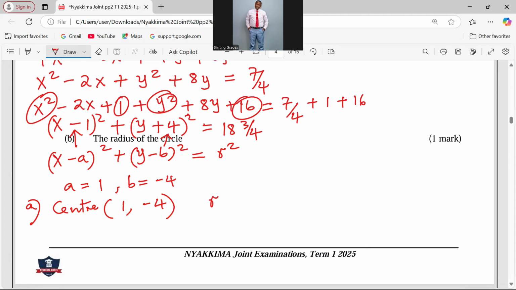Then the radius squared equals 18. The radius squared is now the part here, 18 and 3/4, whereby we can now take R to be, when we obtain the square root of this value, which is going to be 4.33 units. So now we are having the center and we're having the radius for this particular circle.